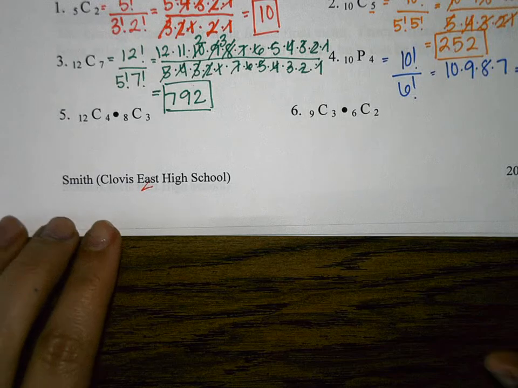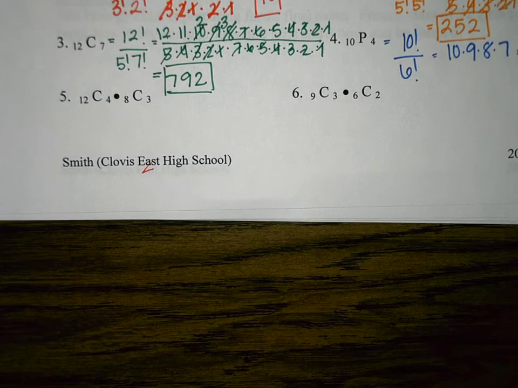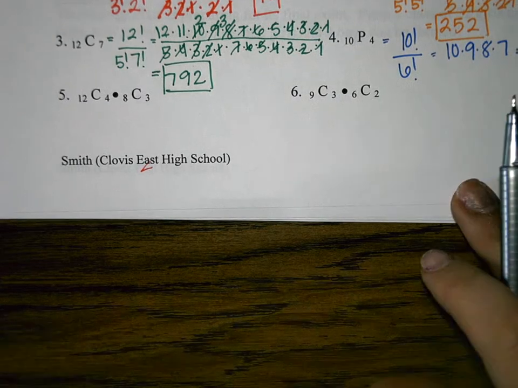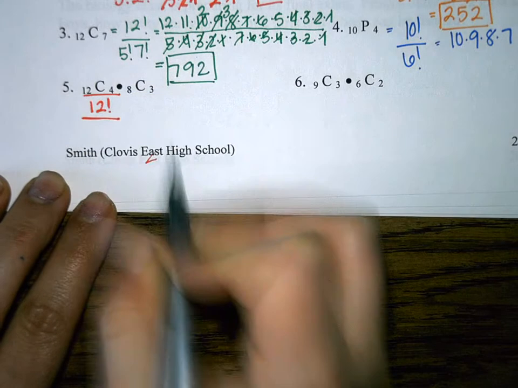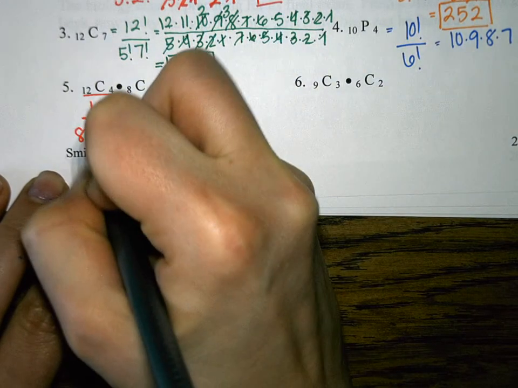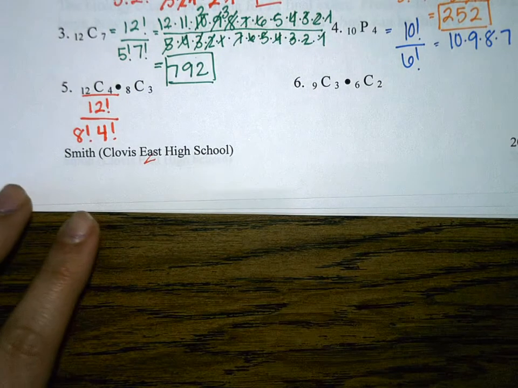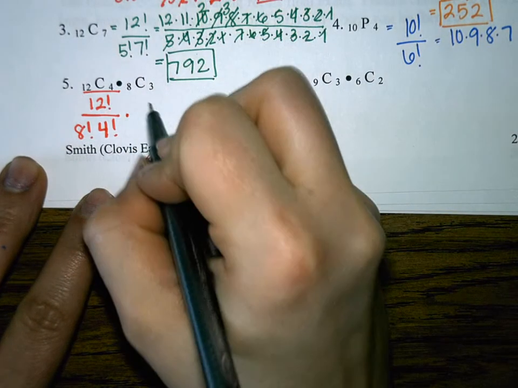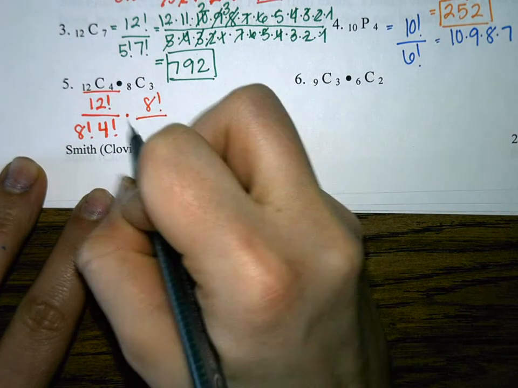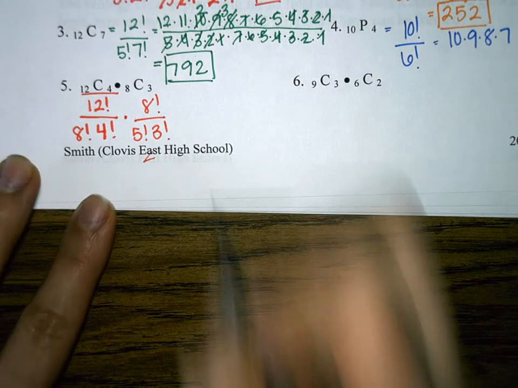Number 5, I'm going to take 2 combinations and then multiply them. So we have to do both combinations and then multiply them out so we can figure out what it all comes out to. So the first one is going to be 12 factorial over 12 minus 4 is 8 factorial, 4 factorial, times 8 combination 3. That's going to be 8 factorial over 5 factorial, 3 factorial.